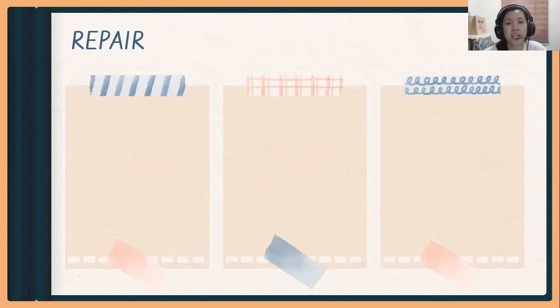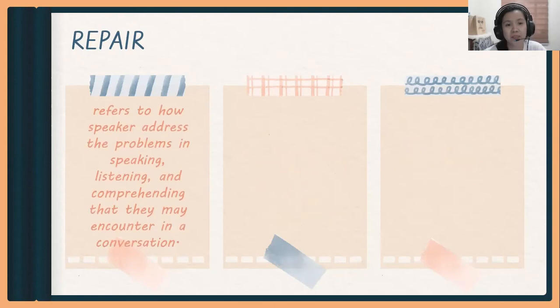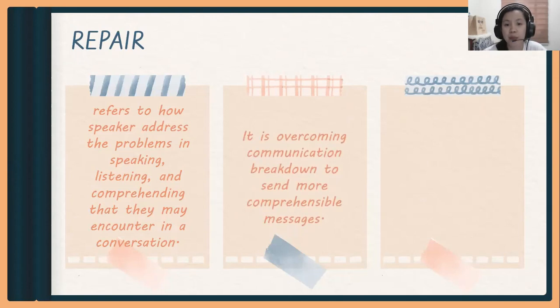The sixth one is repair. When something is being repaired, something is damaged or broken. So this strategy refers to how a speaker address the problems in speaking, listening, and comprehending that they may encounter in a conversation. When miscommunication occurs, one can apply this strategy. It is overcoming communication breakdown to send more comprehensible messages.